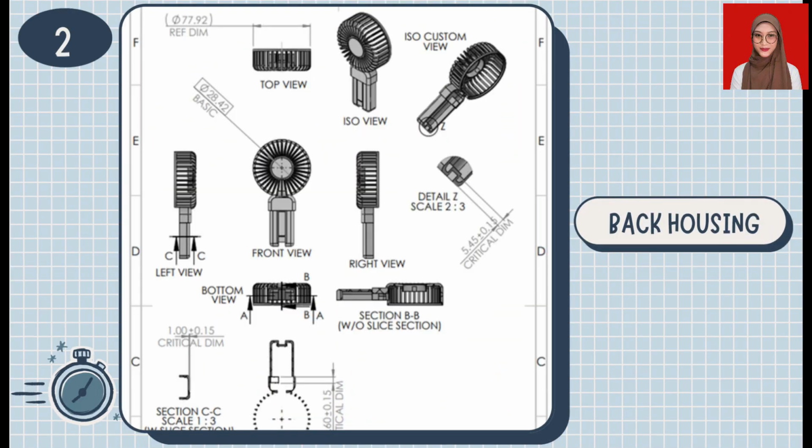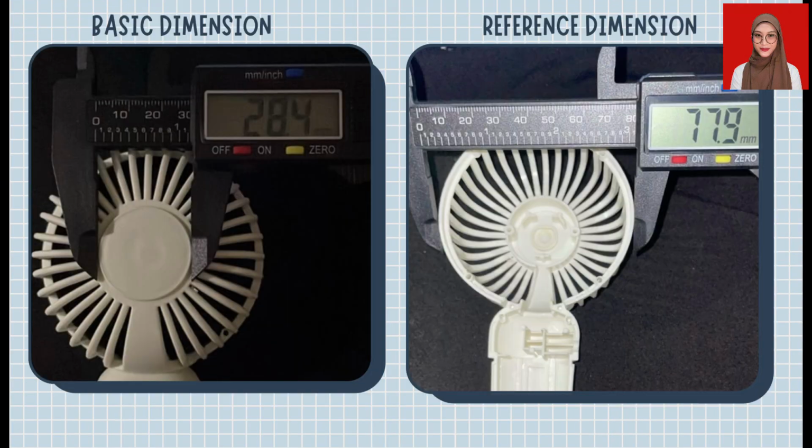Similarly, this details the back housing component. Here we capture the key structural parameters utilizing slice and cross-sectional views. To carefully model the interior alignment slot, we have the dimension accuracy for basic dimension and reference dimension.